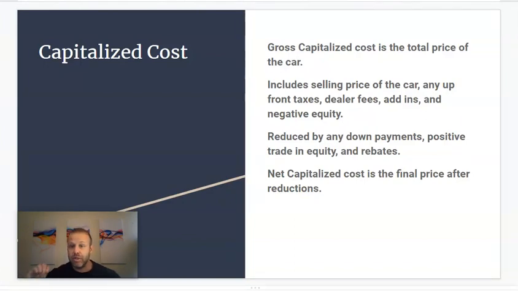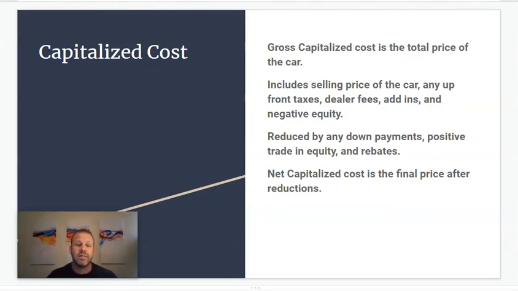And anything that reduces that cost leads you to what's called the net capitalized cost, which is the final price after all reductions. So reductions to the gross capitalized cost are like down payments if you come out of pocket with a cash down payment, or if you're trading in a car with positive equity. So that positive equity serves the same as a down payment in cash. It just reduces the price of the car.